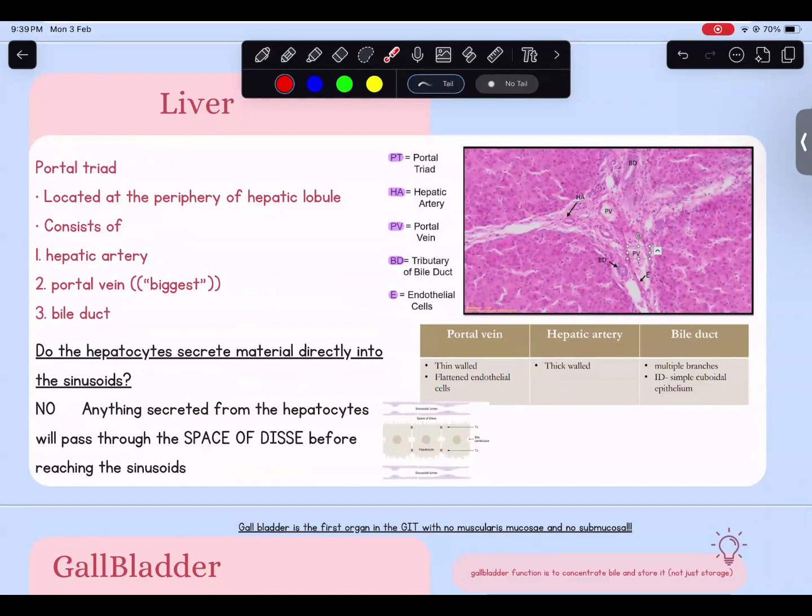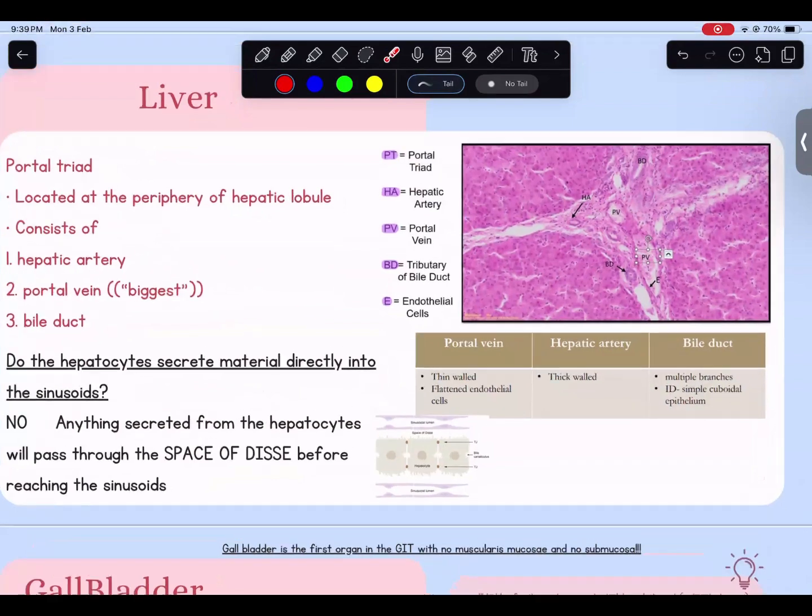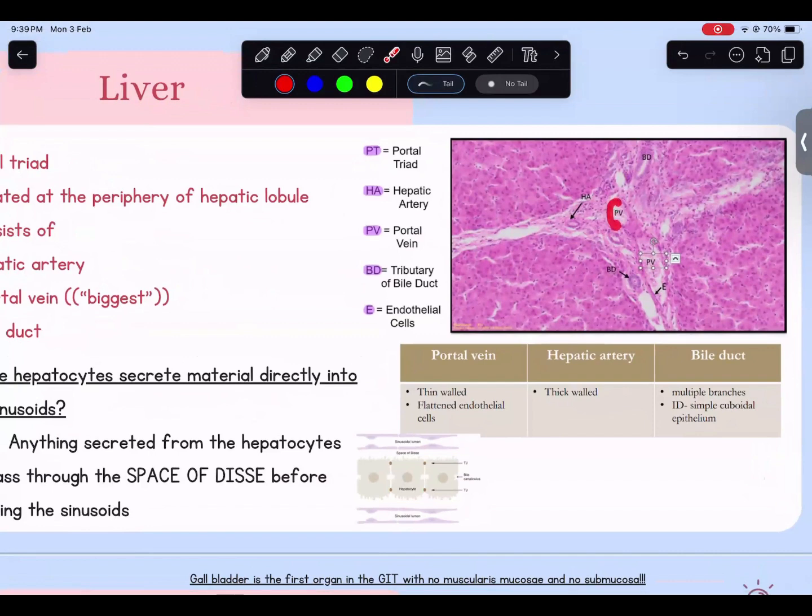As we said, it consists of the hepatic artery, the portal vein, and the bile duct. The easiest way to differentiate them is that the portal vein is going to be the largest one, right? And then you're going to have the bile duct. As we said, the ducts usually have either simple columnar or simple cuboidal epithelium. This is like a Mickey Mouse sign, if you guys know. The portal vein, always to the right of it is going to be the hepatic artery, and a bit basal to it is going to be the bile duct.